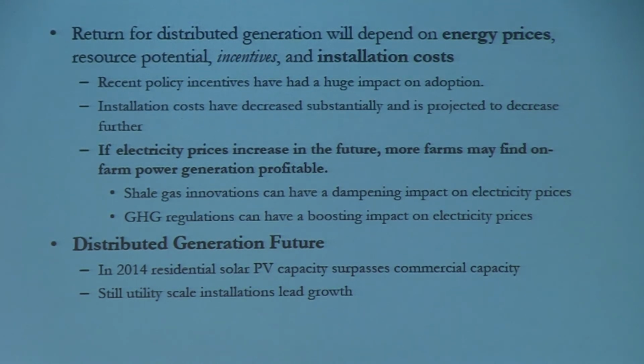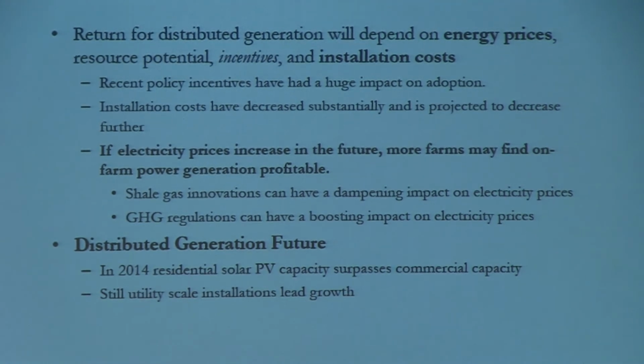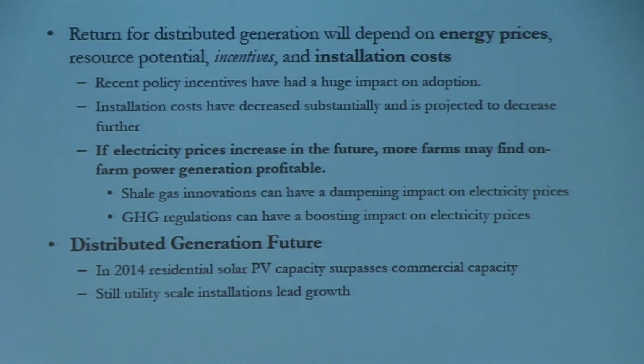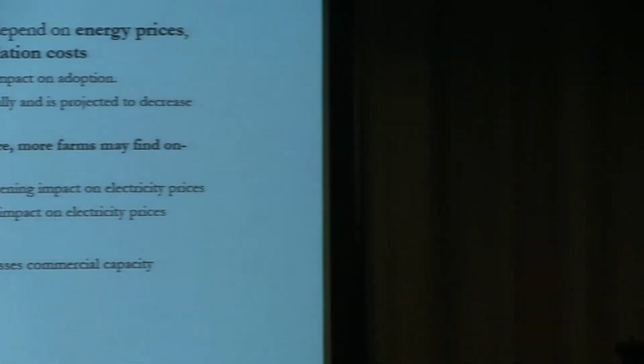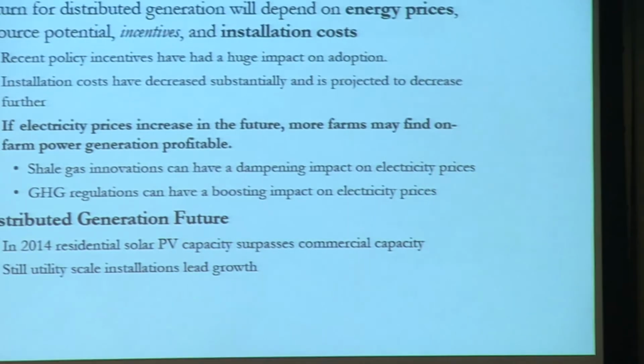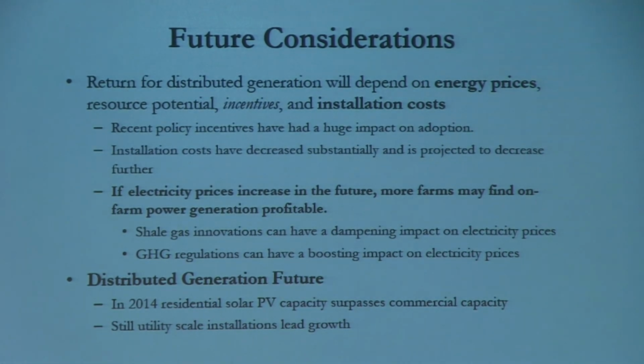One other thing that I have not noted here is that as time passes, we see that the system sizes have been increasing, and that is going to change the distribution of the owners of distributed generation. And then lastly, what is quite important as well is the future of distributed generation by itself. 2014 was the first year where residential solar PV capacity surpassed commercial capacity. However, utility scale capacity is at the moment and seems to be leading growth in the future as well.